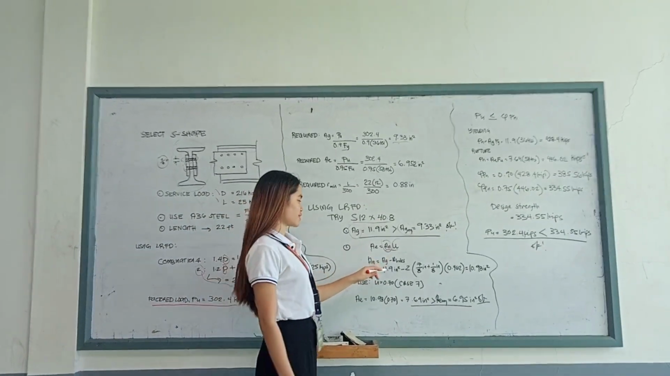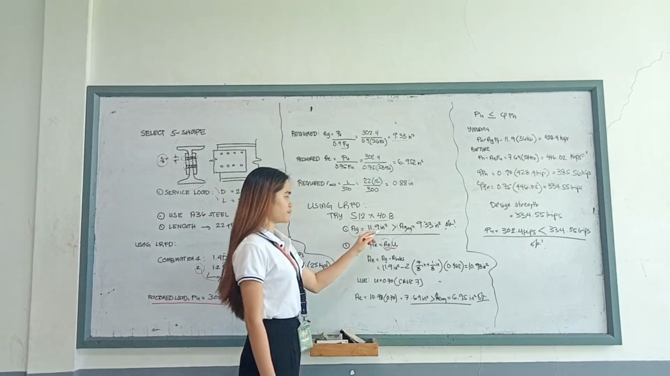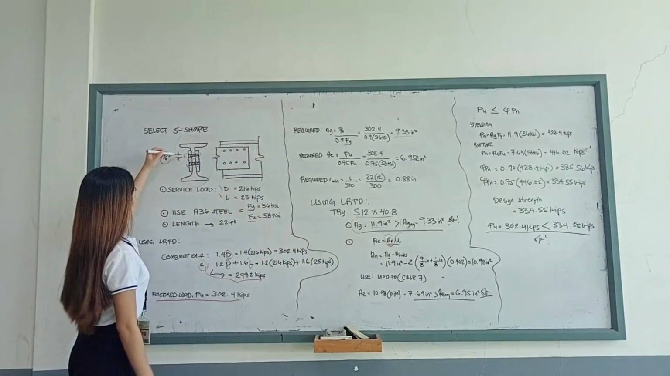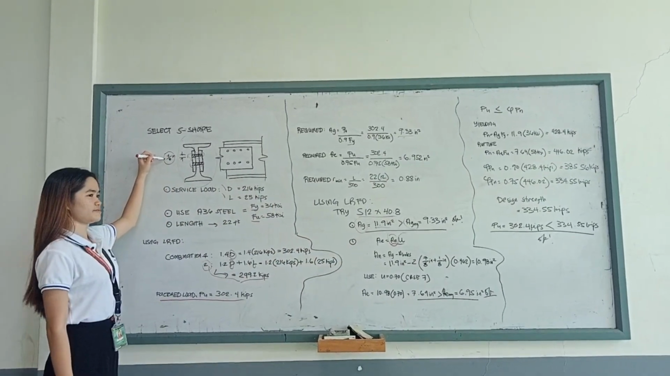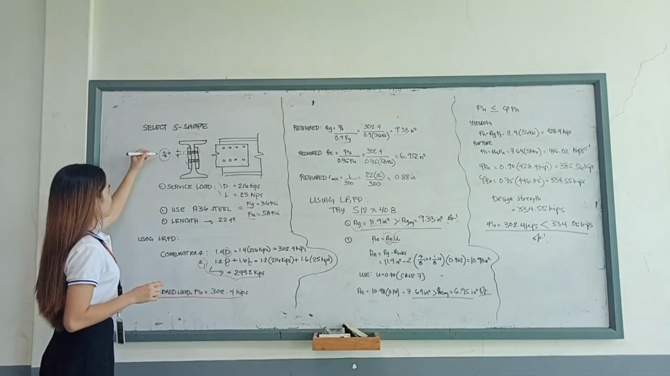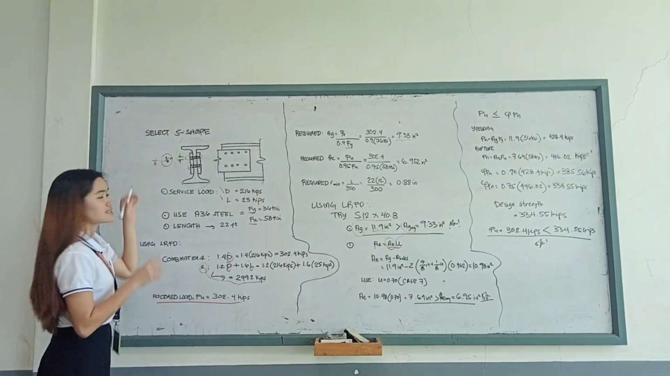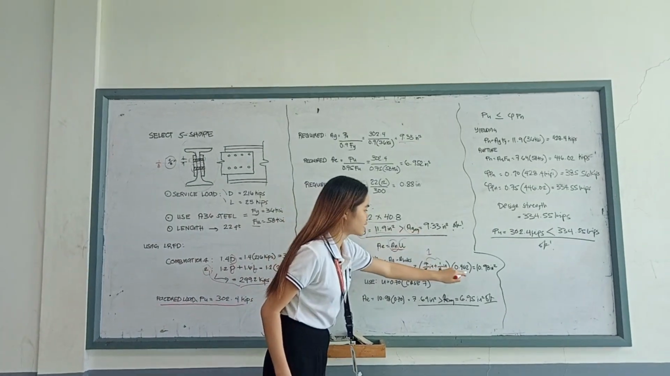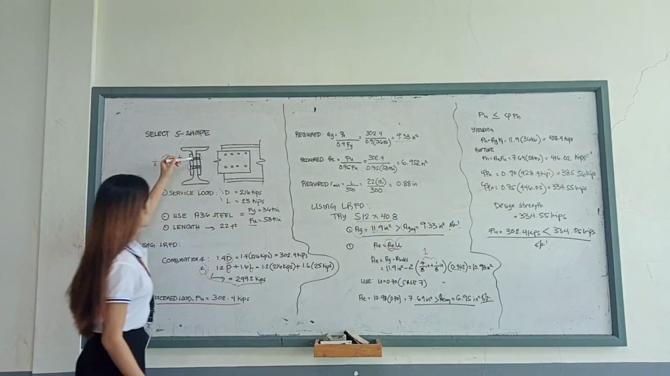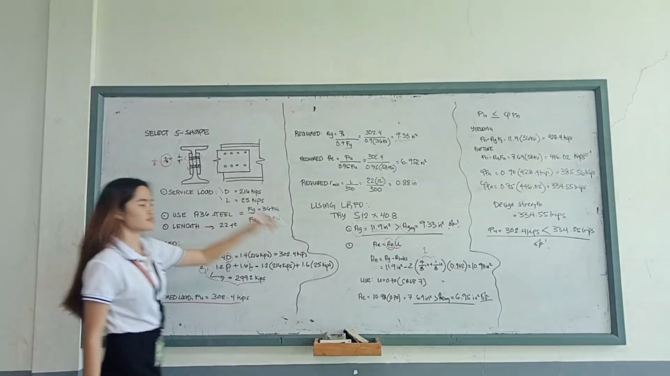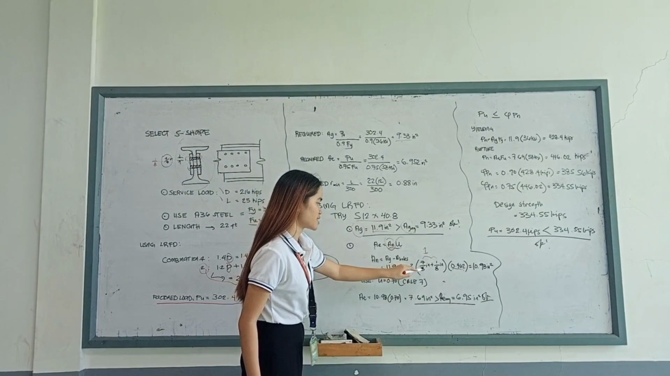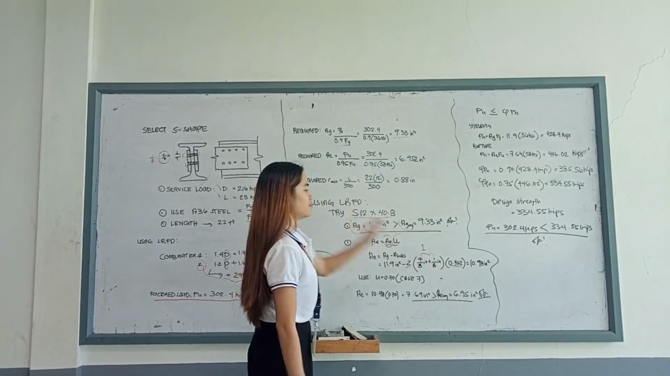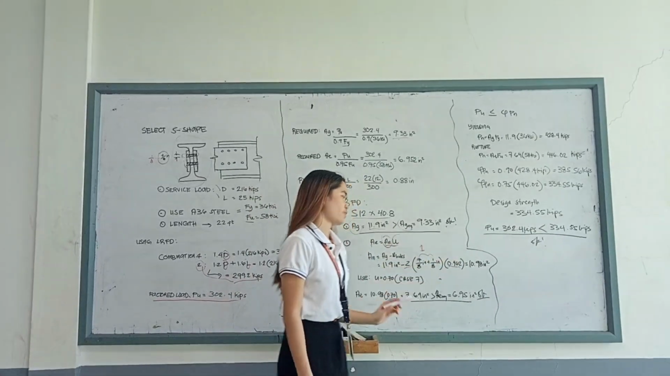So the gross area is 11.9 minus the holes. The bolt has a 7/8 diameter, plus 1/8 for the hole, which equals 1 inch, times the thickness. And since there are two bolts across the section, as seen here, we multiply by 2. So 2 times 7/8 plus 1/8 times the thickness of the member gives a net area equal to 10.98 square inches.